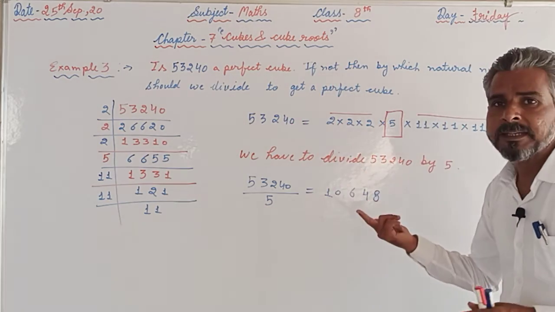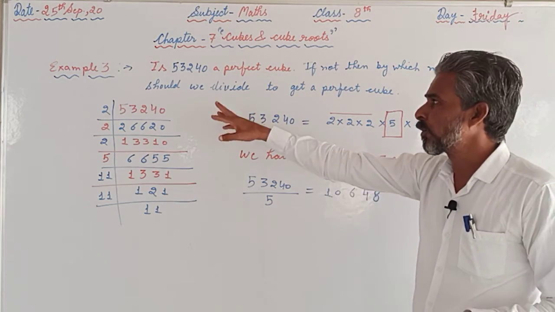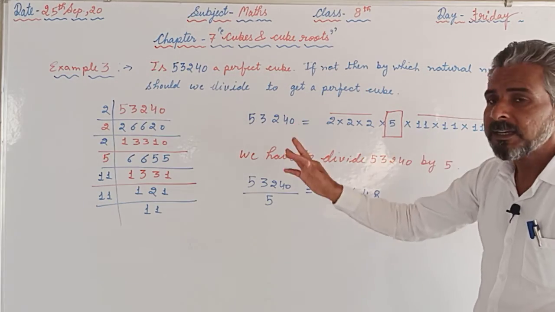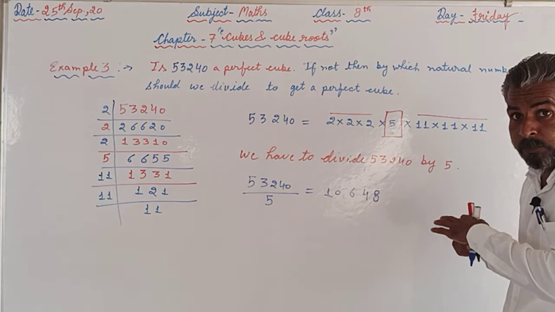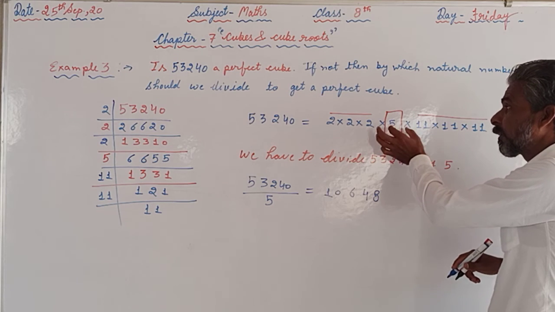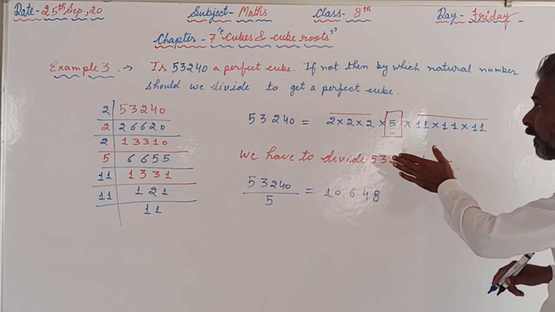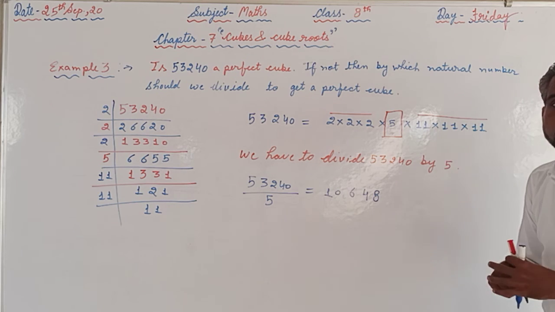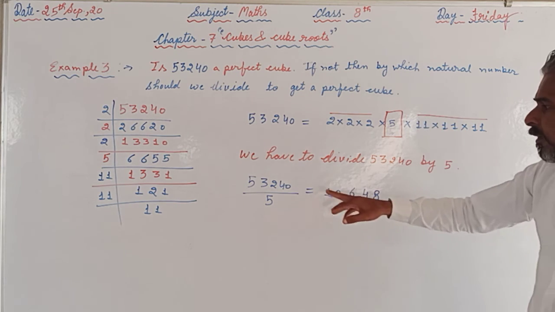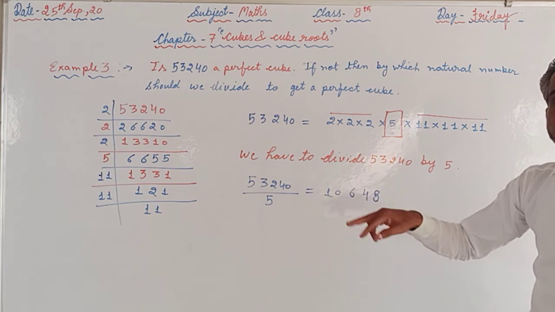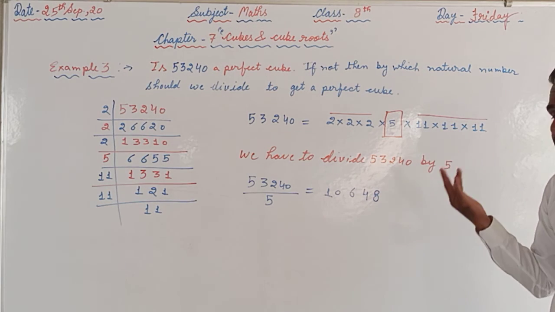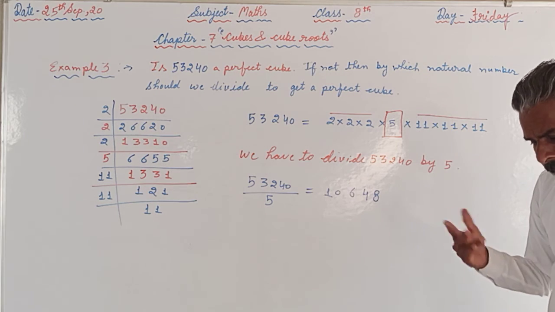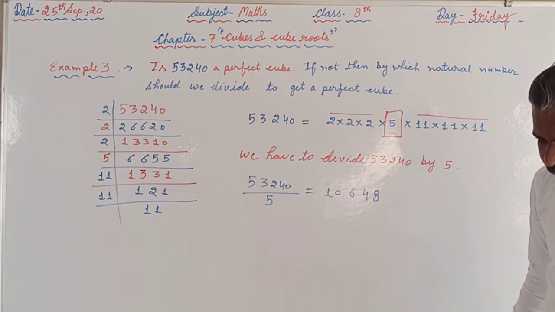If in case the question would have been, by which natural number should we multiply, then in case of multiplying, we have to complete the triplet of 5. So we are supposed to multiply by 5 into 5, which means we have to multiply by 25. So two methods are there. First, we can divide by 5, or second, we can multiply by 25, because in both cases the triplets will be completed and the number will be a perfect cube.